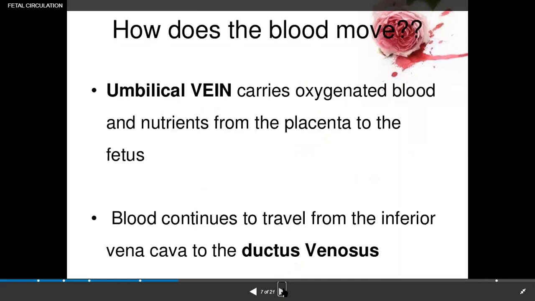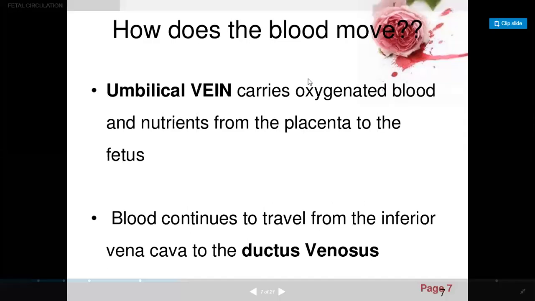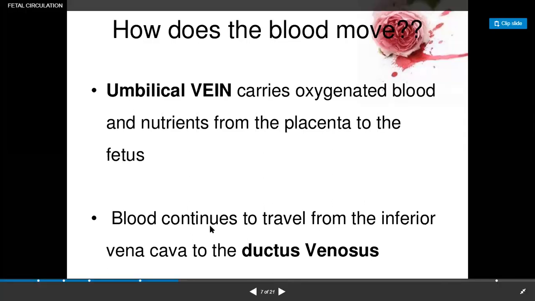So how does the blood move? The umbilical vein carries the oxygenated blood and nutrients from the placenta to the fetus, while blood continues to travel from the inferior vena cava to the ductus venosus.